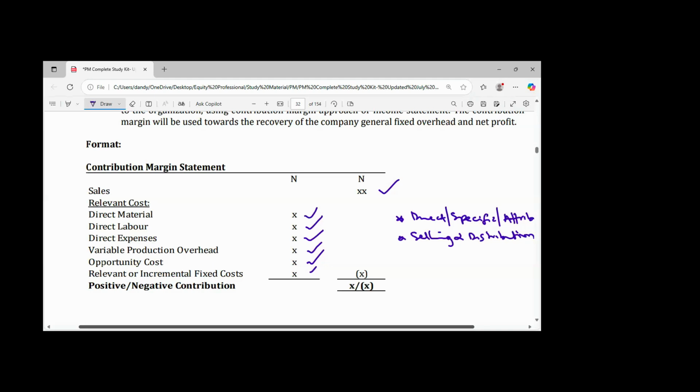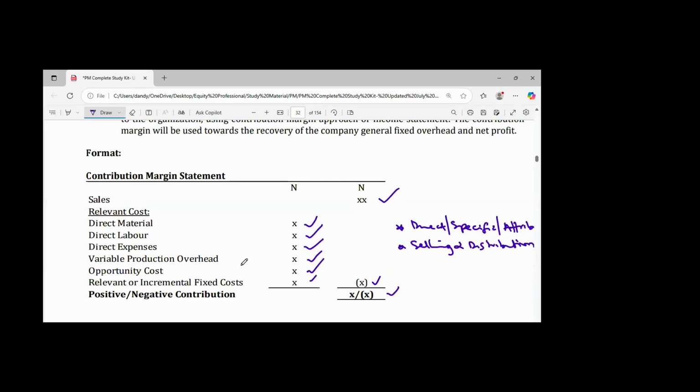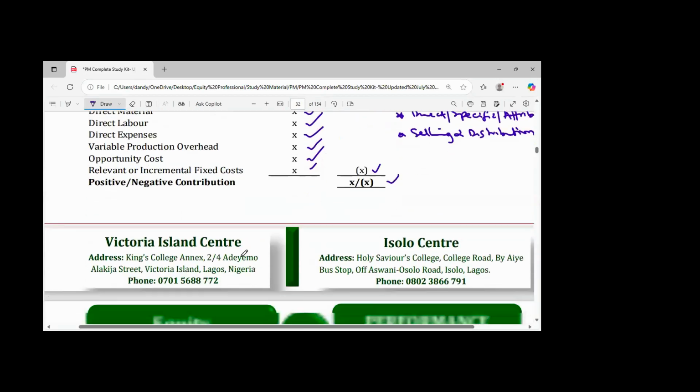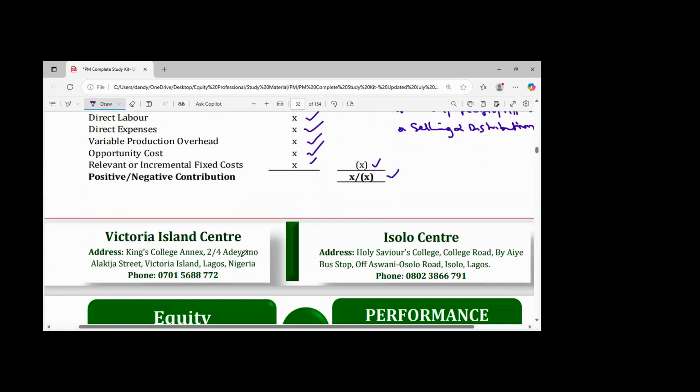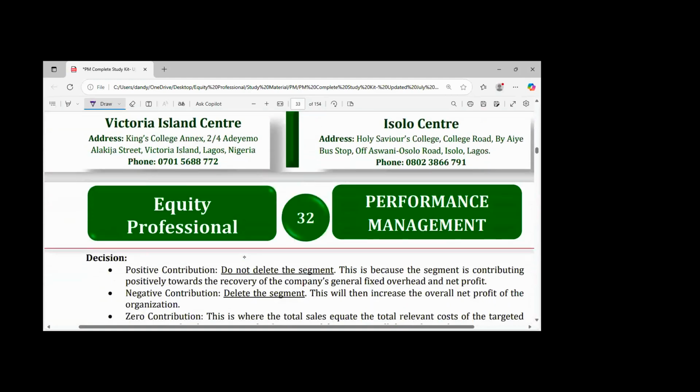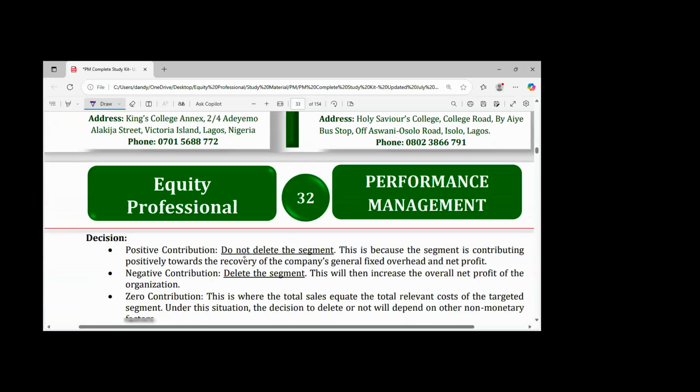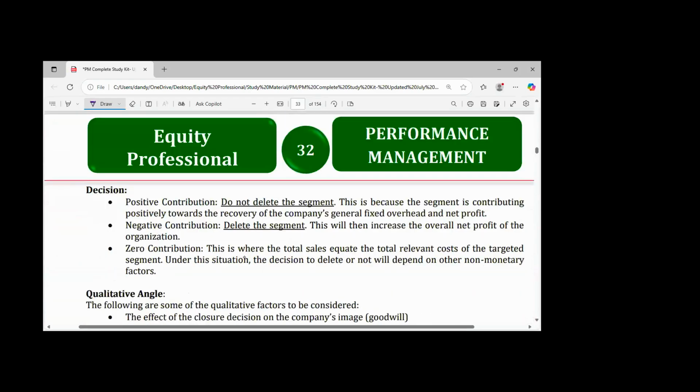All right. So at the end of the day, when you add up all the relevant costs, you have this figure here. The sales value minus total relevant cost will give you either a positive contribution or a negative contribution. After you have done this calculation, you need to make a decision. You then state your decision rule. What are the decision rules? Let's go there. Now, according to the statement above, if there is positive contribution, your decision should be: do not delete the segment.